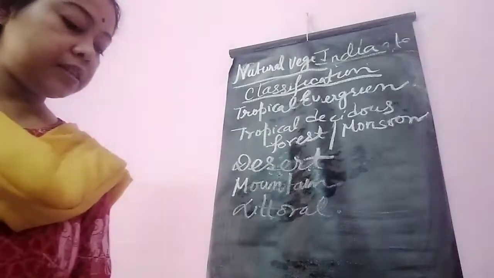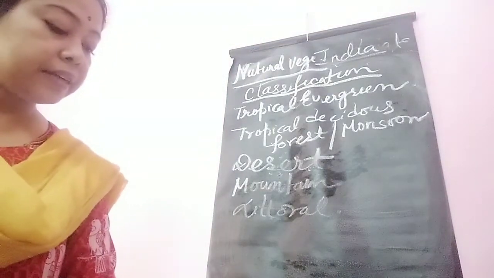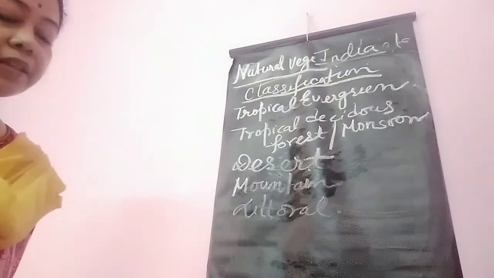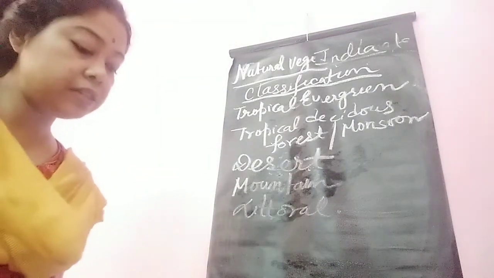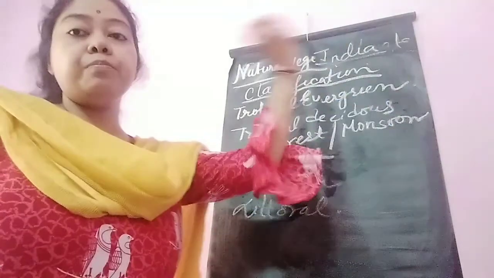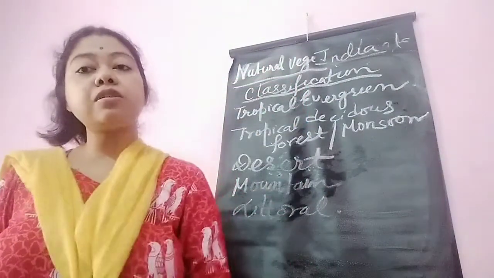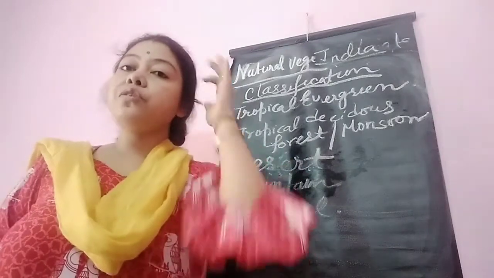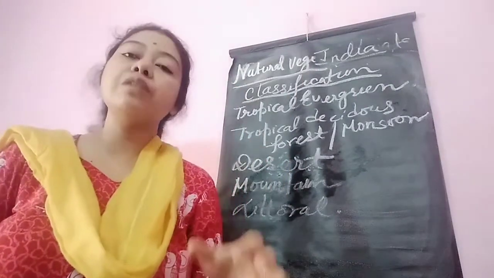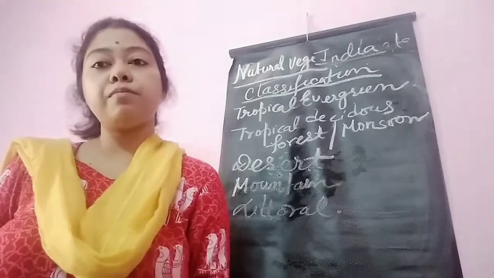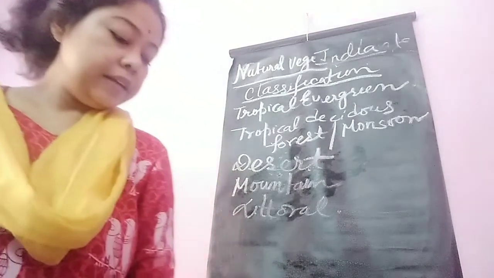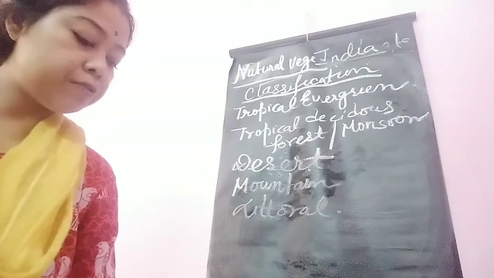Now the characteristics. These trees mainly grow in saline soil. They have developed breathing roots or pneumatophores above the ground to get air or oxygen from above. Next, they have stilt roots for support.